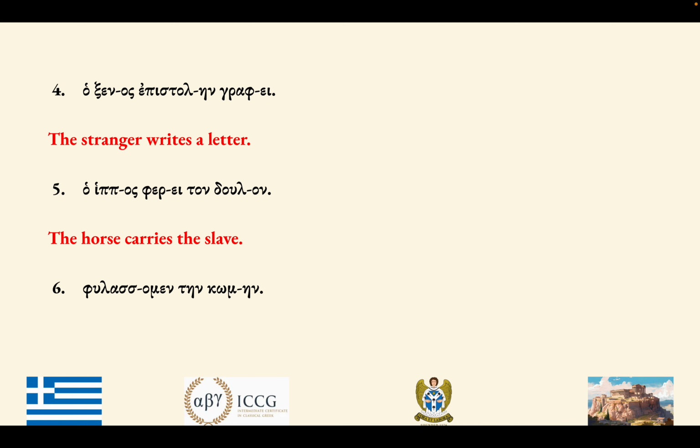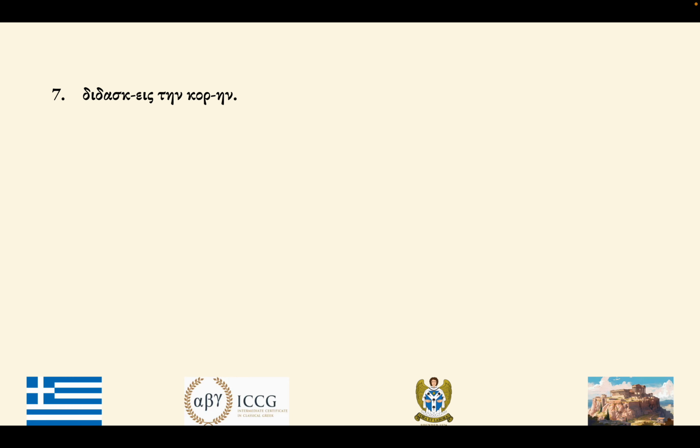Then number 6, foulasomen. So look at the stem, foulas, this is to do with guarding. And then look at the ending, omen, and check your present tense verb endings if you need to. So we guard, and then the object is ten komen, which means the village. So we guard the village. Number 7, didaskes, that means you teach, and then ten koren, the girl. Number 8, ho doulos, the slave. Foulase, guards. Ten poulen, the gate.